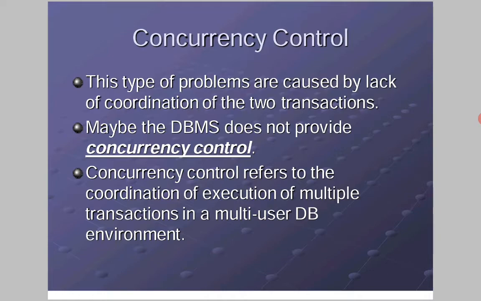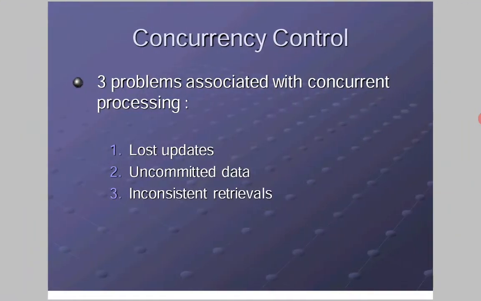So concurrency control should be implemented whenever we use multiple transactions by a number of users at the same time. There are three problems associated with concurrent processing. The first one is lost updates, the second one is uncommitted data, the third one is inconsistent retrievals.